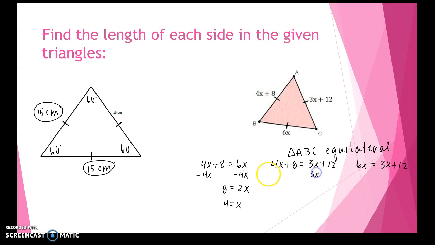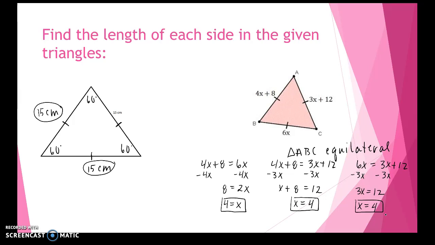Okay, I'm going to subtract 3x from both sides first, and I get x plus 8 is equal to 12. Subtracting 8 from both sides, I get x is equal to 4. And then my last equation, if I subtract 3x from both sides, I get 3x equals 12, and x is equal to 4. So it doesn't matter which equation you set up, because all the sides are equal. That's what makes it an equilateral triangle. Okay, so now to answer the question, find the length of each side. So now that I have my value of x, I have to plug it back in. So 6 times 4 would give me 24.